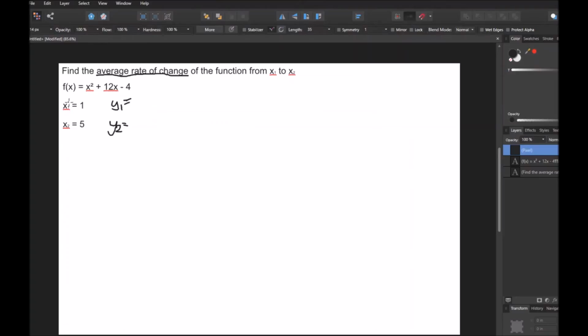So for f of x1, we're going to plug in a 1 wherever we see x. So 1 squared plus 12 times 1 minus 4. That's going to be 1 squared is 1, 12 times 1 is 12, and that negative 4 is just going to stay there. So then that's 13 minus 4, which is just 9. So this is 9.